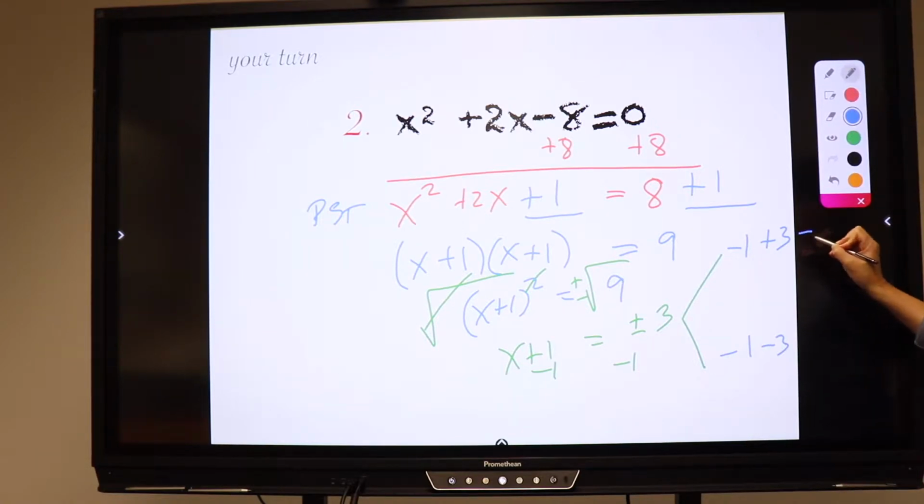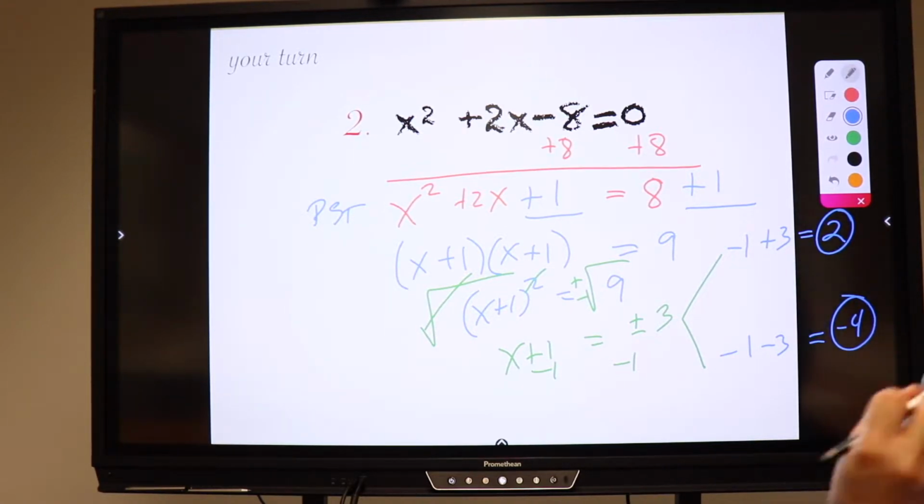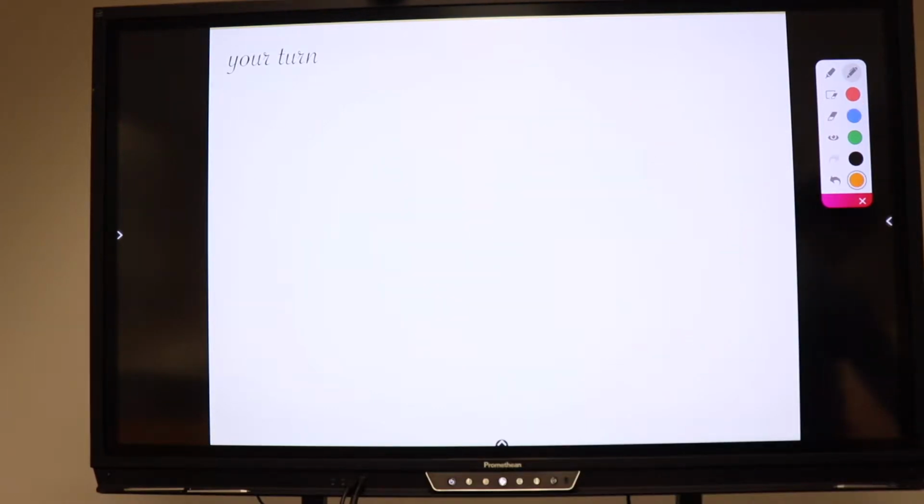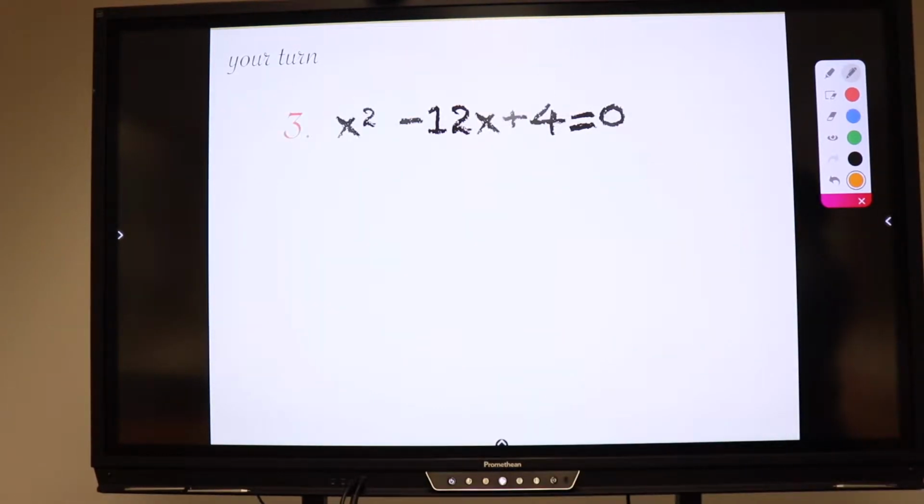So what is the first solution? 2. And what is the second solution? Negative 4. By completing the square. Okay, do that.